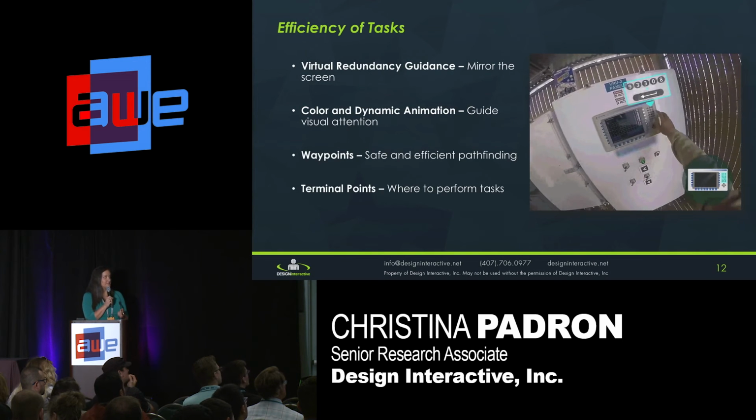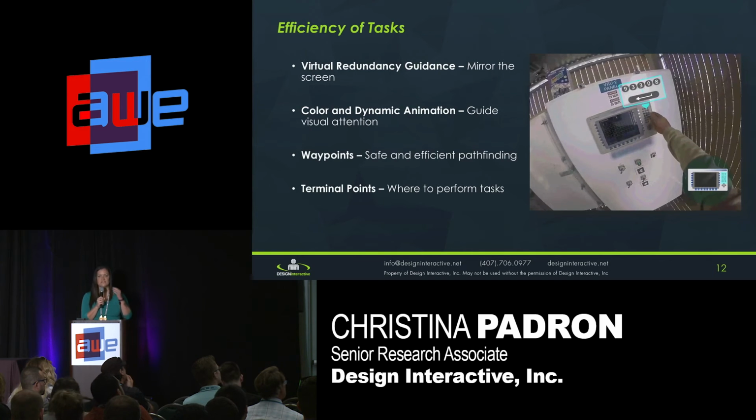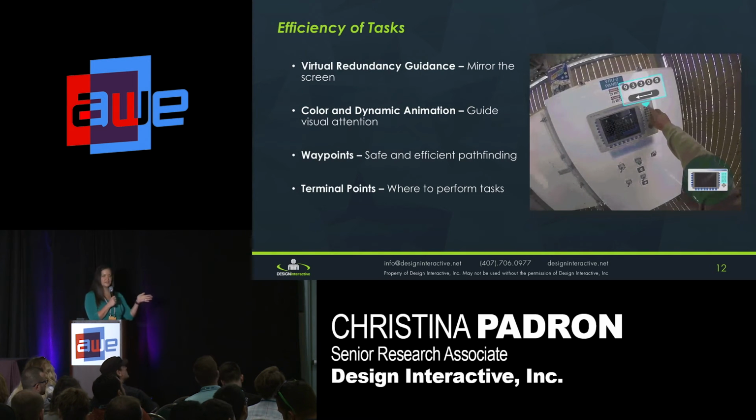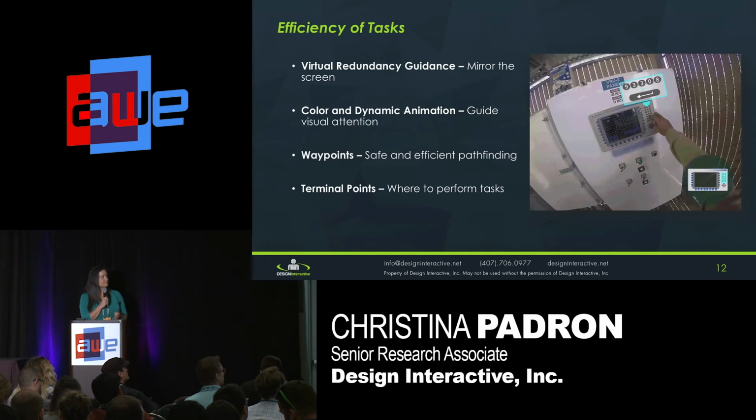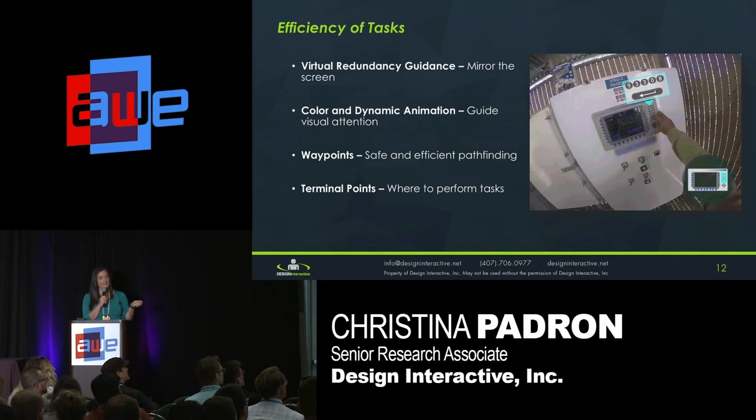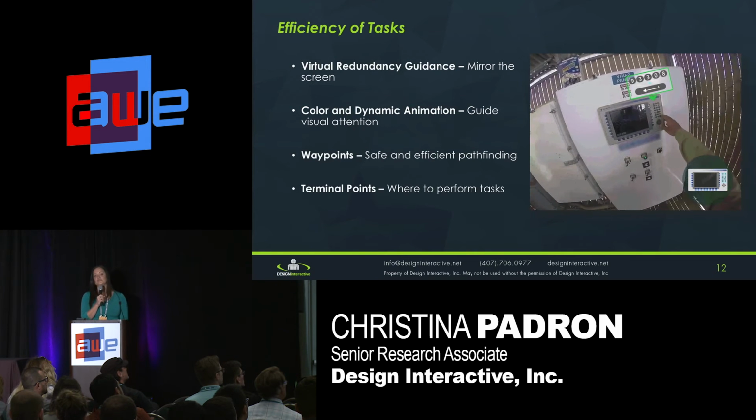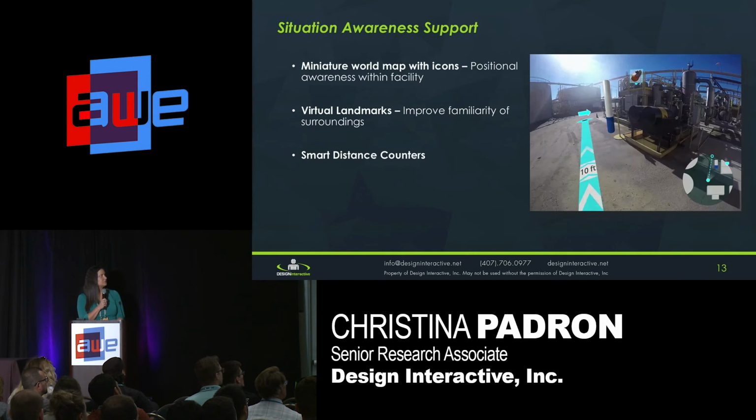And then color and dynamic animation. Of course we have the path that's on the ground, but to get you to efficiently move in the right direction, the arrow that came up in their line of sight to direct them, you need to move this way to go to the next step, also helps with efficiency. And then waypoints help with safe and efficient pathfinding, as well as, again, the terminal points to show you that you've made it to the next destination.